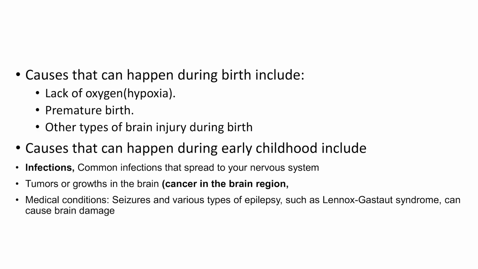Causes that can happen during birth also include lack of oxygen, which is called hypoxia, premature birth, and other types of brain injury during birth. Causes that can happen during early childhood include infections, such as common infections that spread to the nervous system, and tumors or growths in the brain, cancer in the brain or brain regions. Medical conditions such as seizures and various types of epilepsy, such as Lennox-Gastaut syndrome, can cause brain damage.